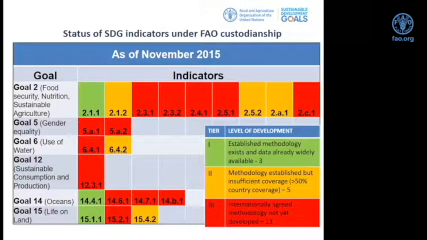Hence, given the intensity of the work involved, we as FAO realigned our work programs both strategically and operationally to support the methodological development of the tier 3 indicators.